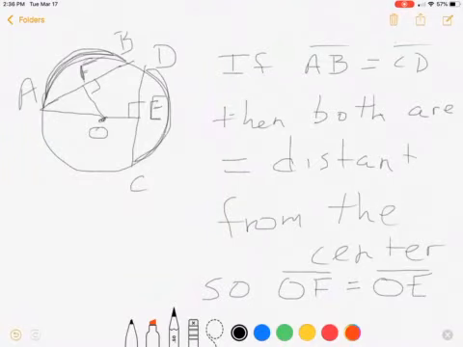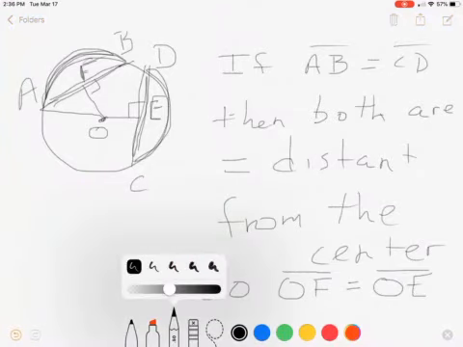The fifth theorem says if the chords are equal, namely if AB, this chord right here, is equal to this chord right here, CD, then they are equally distant from the center. So in other words, OF, from the center to F, this point right here, is equal to OE. Now you can see this, for example, on page number 717 at the very bottom. If you're looking at that picture, given that FG is equal to JH, since they're equal chords, they're equally distant from the center, then LX equals LY.